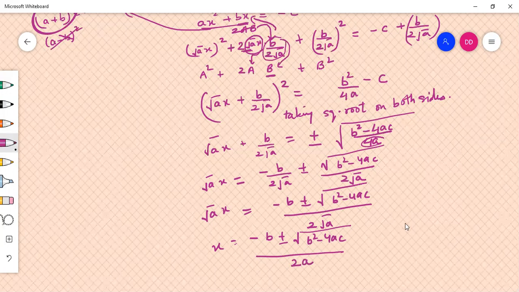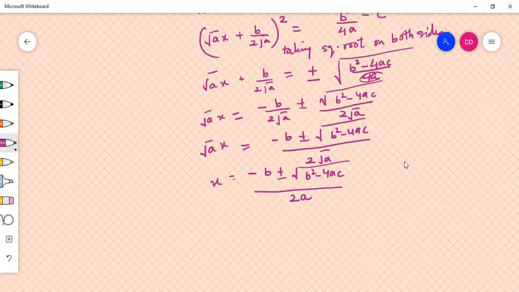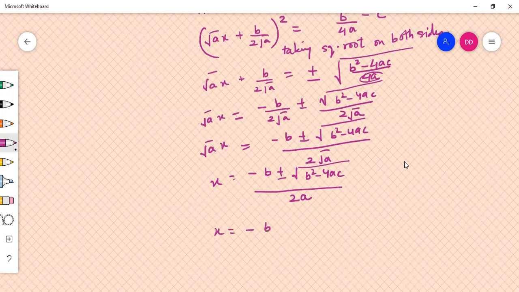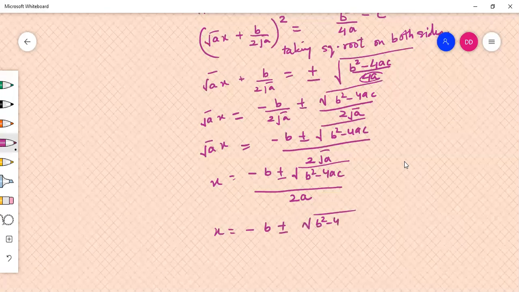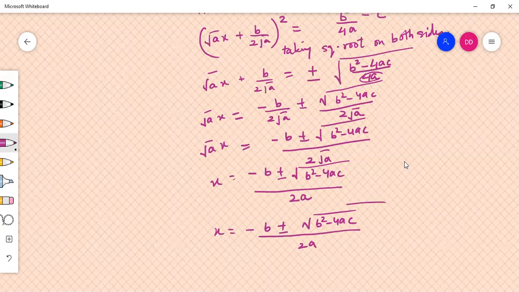So finally, we derive the quadratic formula as x equals minus b plus minus under root b² minus 4ac whole divided by 2a. Hence proved. That's all for this. We have derived the quadratic formula. Thank you.